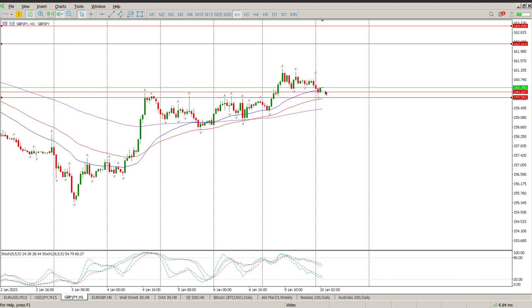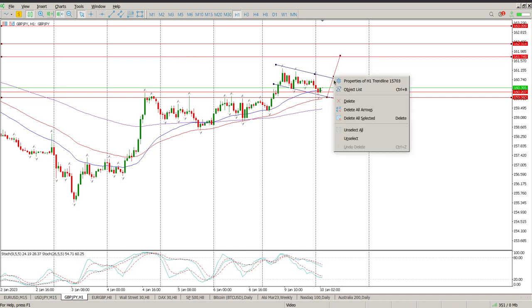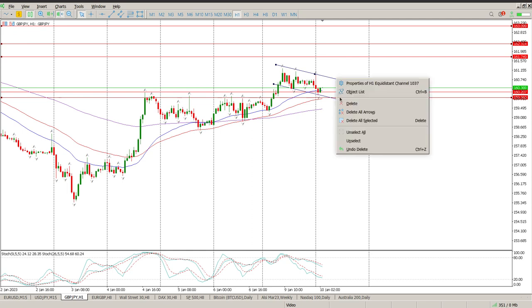If we do get a second pullback, which you should get here, could set up a flag, and then what you have is a measured move, and this zone here is your flag. I like drawing them in because it just creates absolute mess on your charts, but there's your flag. There's your measured move, which is just up there, and we'll have a look at that. I want to delete all the noise.